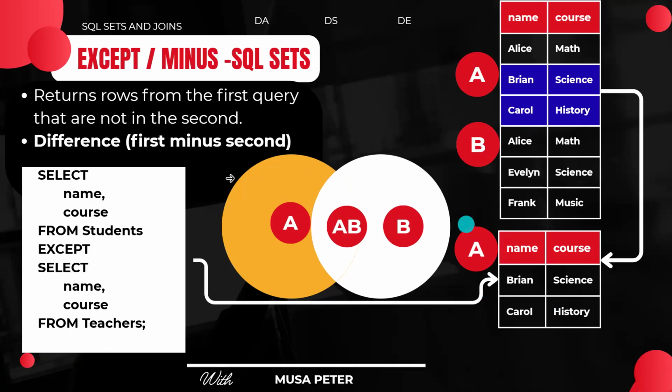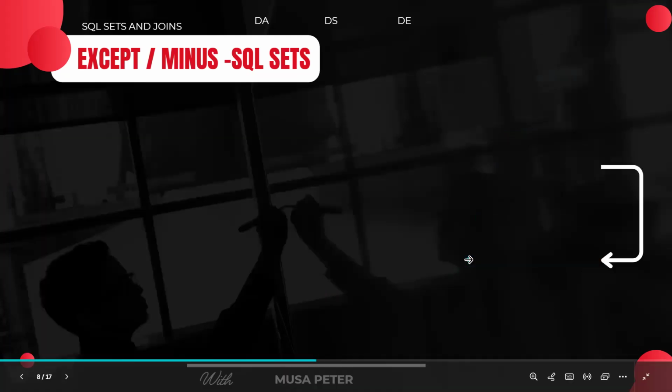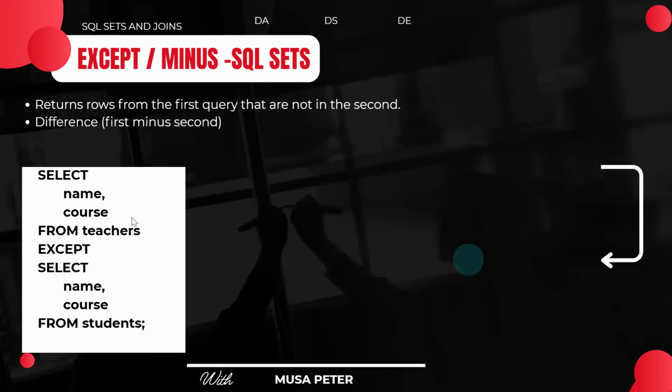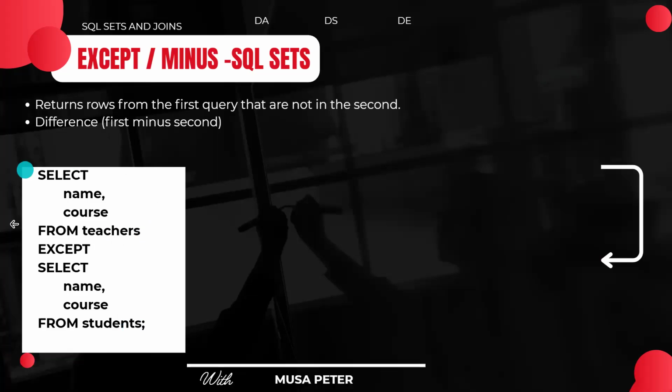Now, if we want the values that are found within the teachers table only, then we interchange the tables. If we interchange the tables, this is what we are going to have. We select the name and the course from the teachers table, and then we use an except name and course from students. So we interchange the names of the tables, such that we only return the values from the teachers table that are specific to that table. They are not found within the second table.